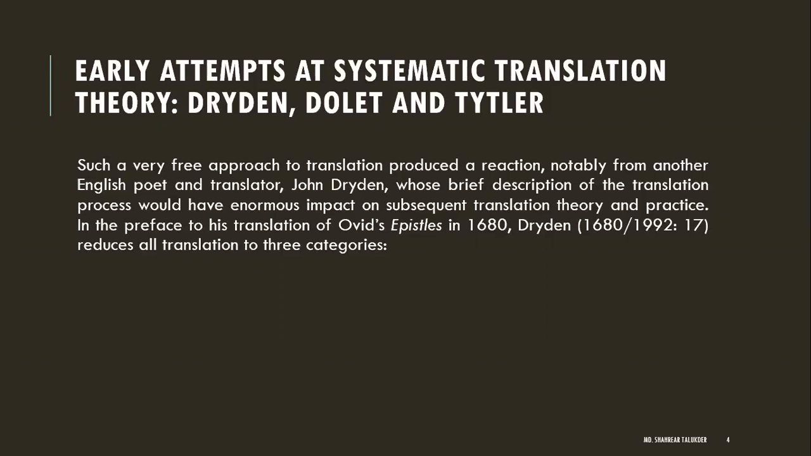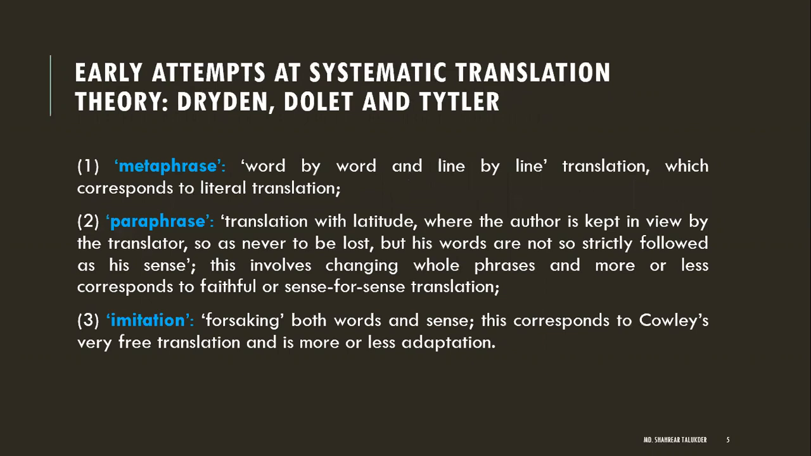Now, in the preface to his translation of Ovid's Epistles in 1680, Dryden reduces all translation to three categories. So you see, John Dryden categorized translation into three different categories. And these three categories are the foundation of the classification of translation. Later on, we have more advancement on translation, but this is the basis. In our introductory discussion about translation studies, I have already discussed metaphrase and paraphrase. I hope you know these two types of translation. Now here we have another one that is new, we call it imitation.